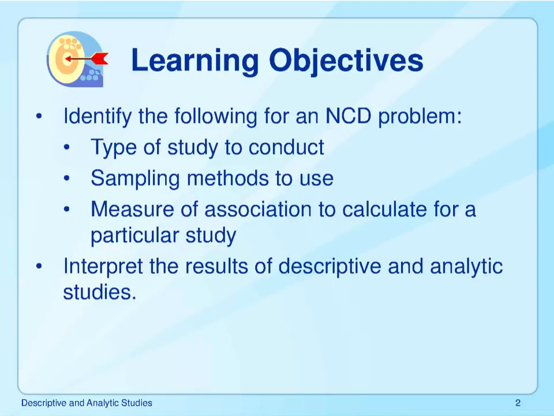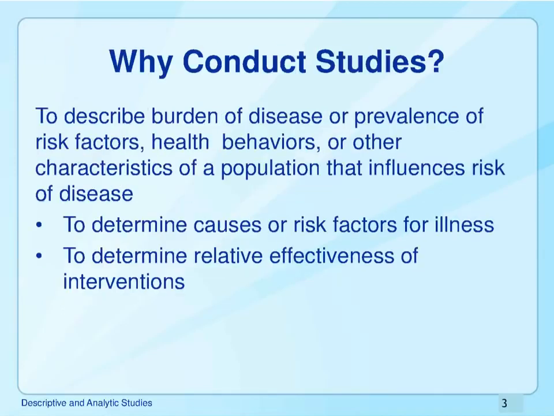Third, what measures of association you will use, or what statistical tests you will use to show the association between the risk factors and obesity in your population. And fourth and finally, you need to be able to interpret the results of your study. Now, if you can do these things, you're ready to use epidemiological studies to look closer at the NCD problems that you are facing in your jurisdiction and in the populations that you serve.